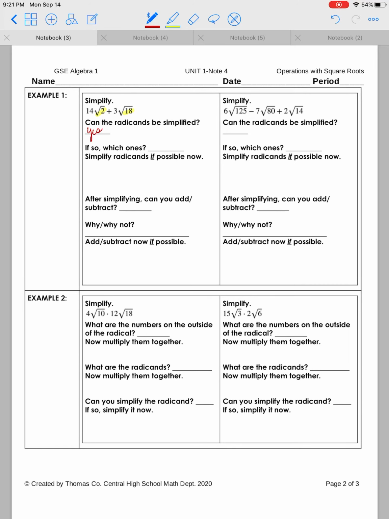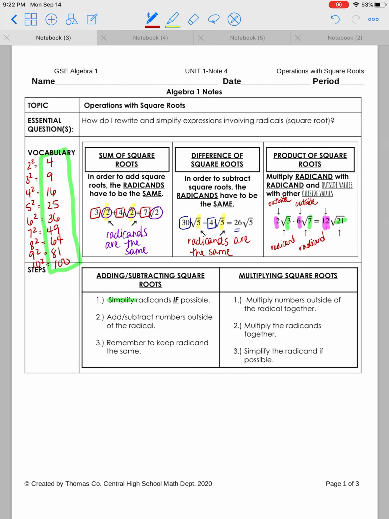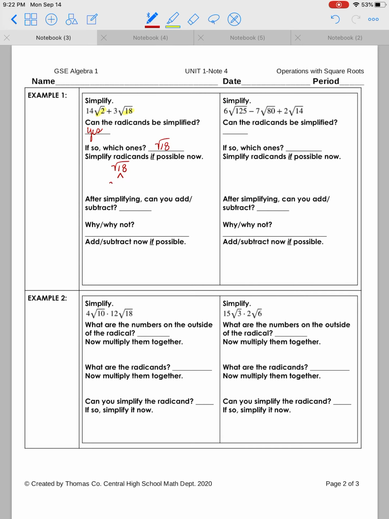Yes. Which one can be simplified? The square root of 18 can be simplified. Square root of 2 is down as low as it can go. So let's simplify the square root of 18. We talked about that yesterday in the notes. If I go back to these numbers that I have listed here on the side in red and blocked off in green, I need one of these numbers that will divide into 18. Okay, 4 won't. 9 will divide into 18. So my perfect square is 9 times 2.